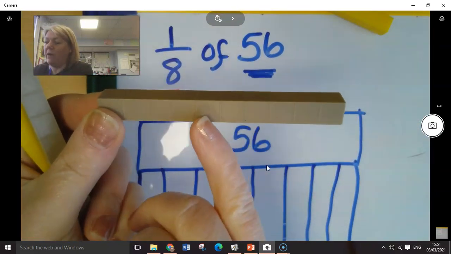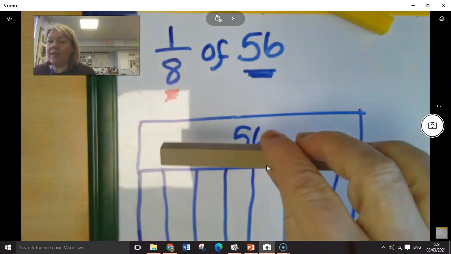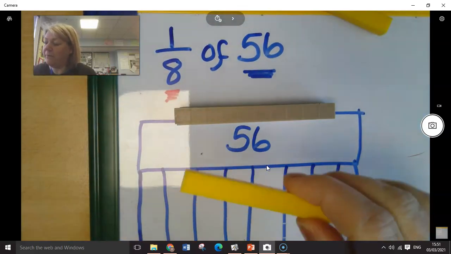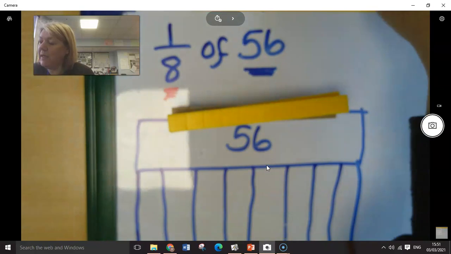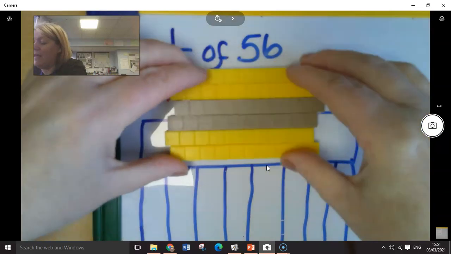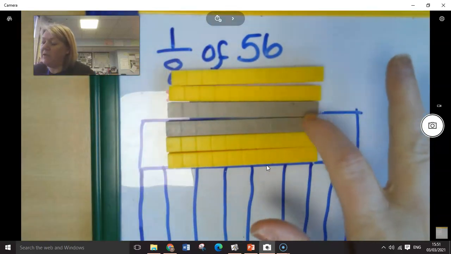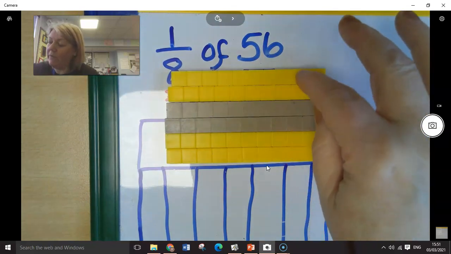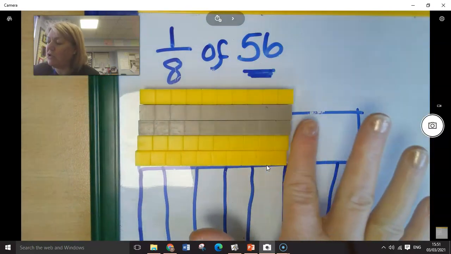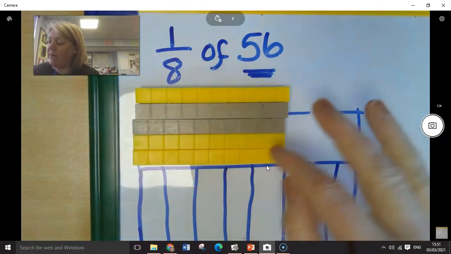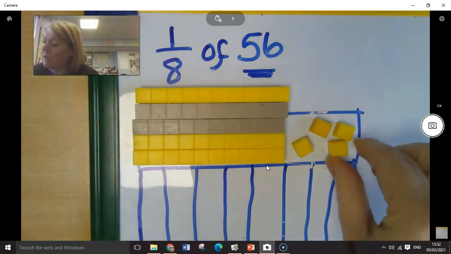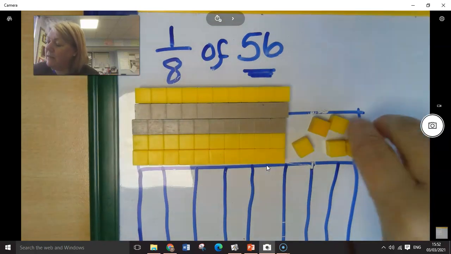1, 2, 3, 4, 5, 6, 7, 8, 9, 10. Okay, and I can see that I've got 56, so I'm going to build 56 here. I've got 10, 20, 30, 40, 50, 60. I'm going to lay them out so that you can see. 10, 20, 30, 40, 50, 60. I've got 60 there. I only need 50. It's a good job I checked. That's what good mathematicians do. They check. I've got 5 sticks of 10, and then I want 6 ones. That's 3, 4, 5, 6. So there are my 6 ones.